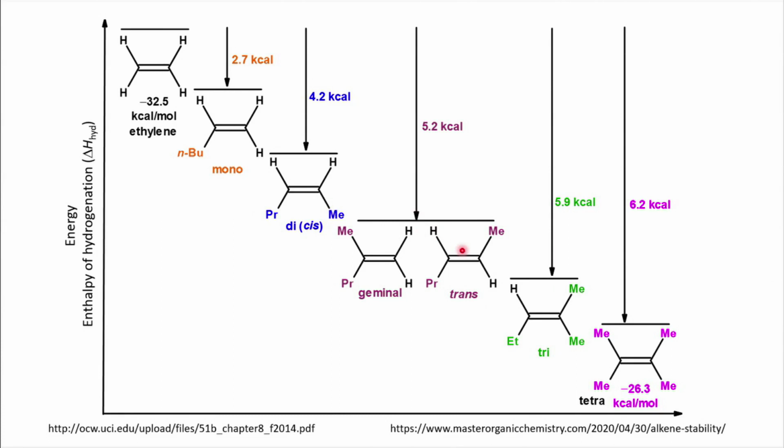That can be explained here based on the enthalpy of hydrogenation of that particular alkene. When we go to the tri, we have a much higher stabilization, and when we go to the tetra, that has the maximum stabilization. So, this is how the enthalpy of hydrogenation can be used to explain the stability of different alkenes.